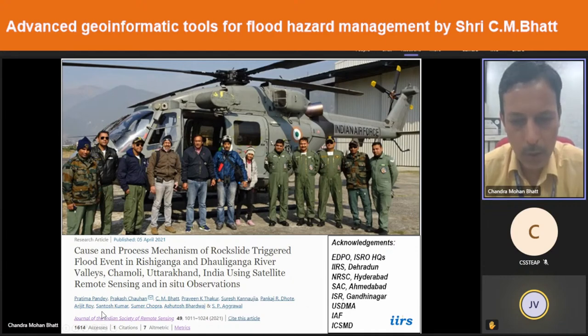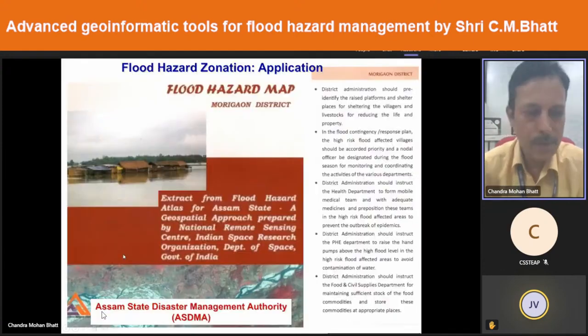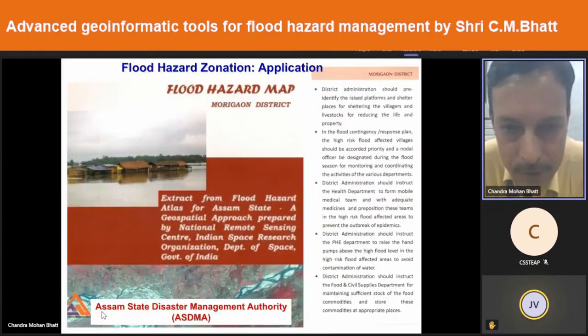You can go and download this paper. It is in the Journal of the Indian Society of Remote Sensing, and it has been widely referred to. There are almost more than 40 references for our article now, and also it has been downloaded. There are more than 4,000 people who have, I think, downloaded or read this article. It is freely available.